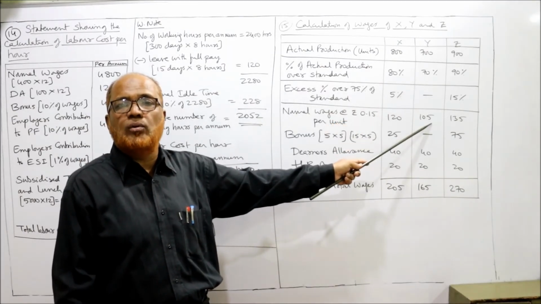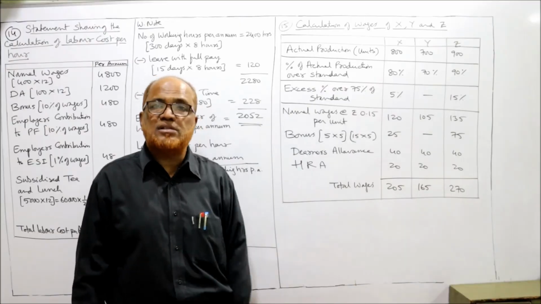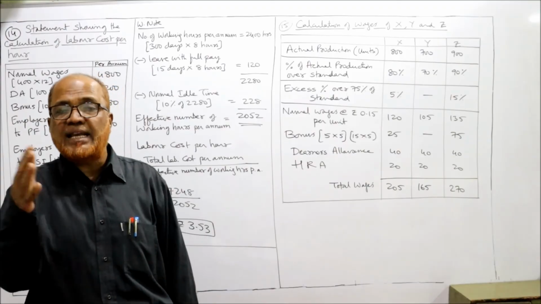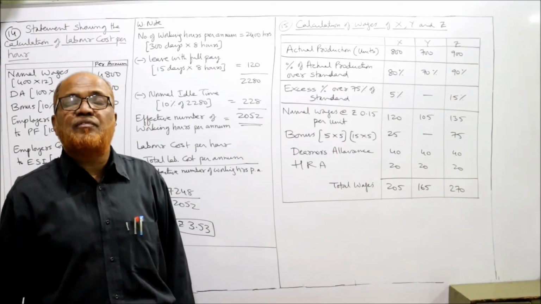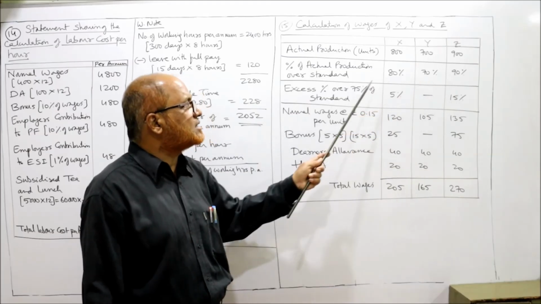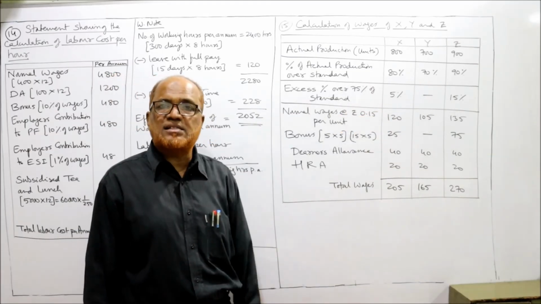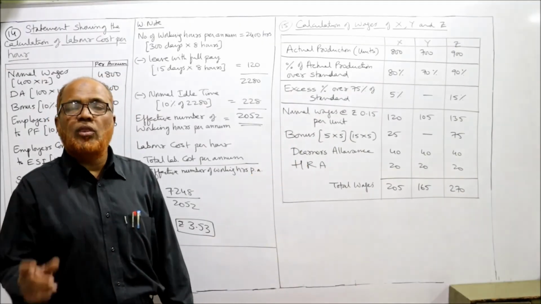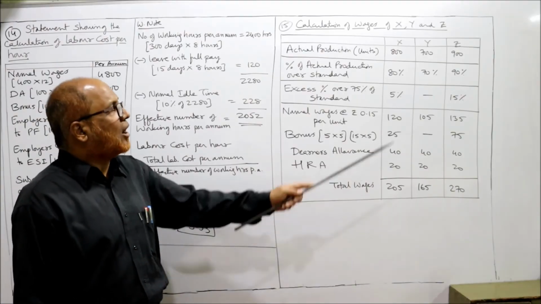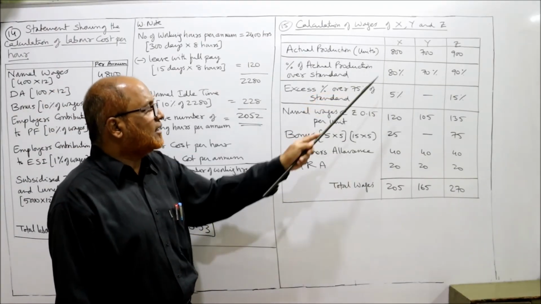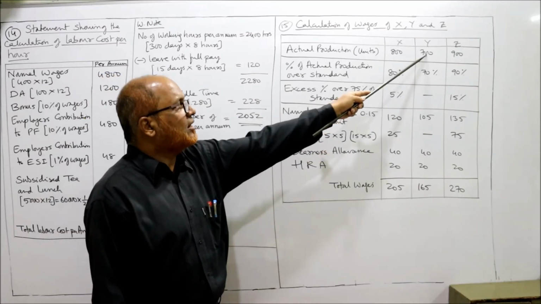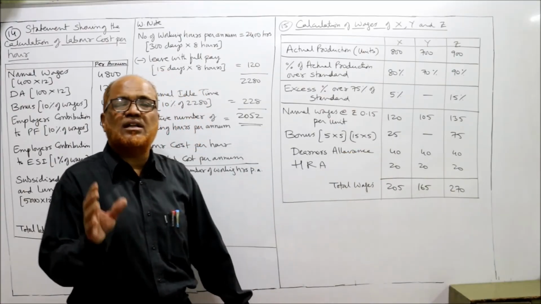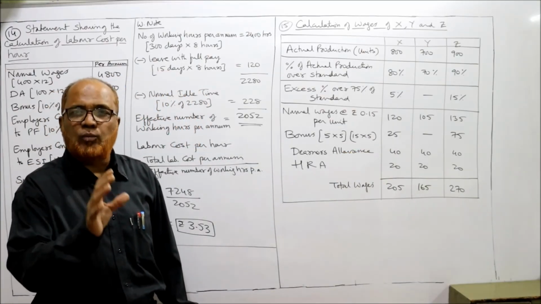So no bonus will be given to Y. Z has produced 90%. Yes, he will be paid, because he has produced more than 75%. So how much is the excess? 15%. 90 minus 75. 15% excess he has made. Right? Now, normal wages at the rate of 15 paisa per unit. How much actual number of units? 800. So 800 into 0.15, 120. 700 into 0.15, 105. Then 900 into 0.15, 135. These are the normal wages for actual output at 15 paisa.